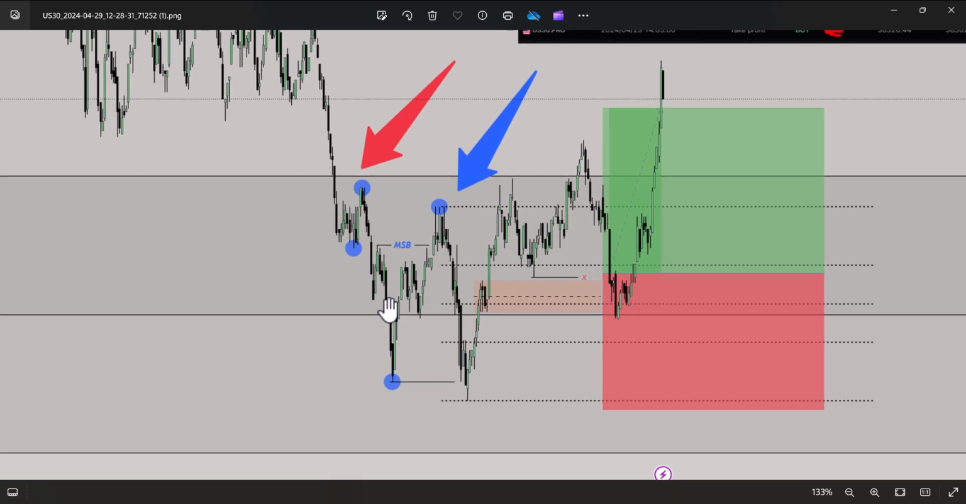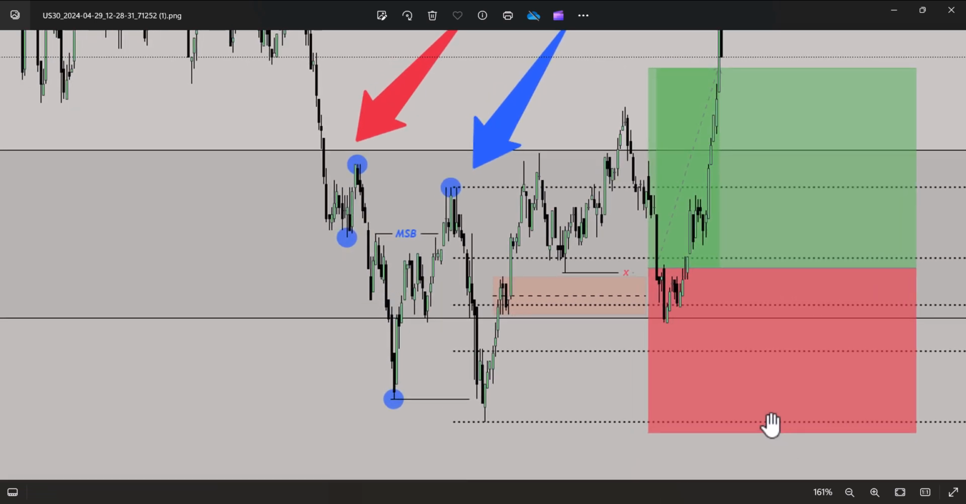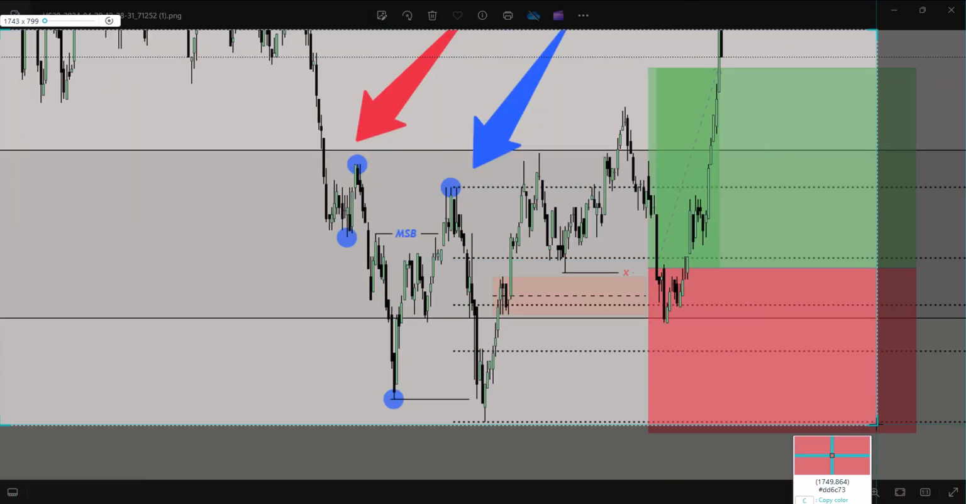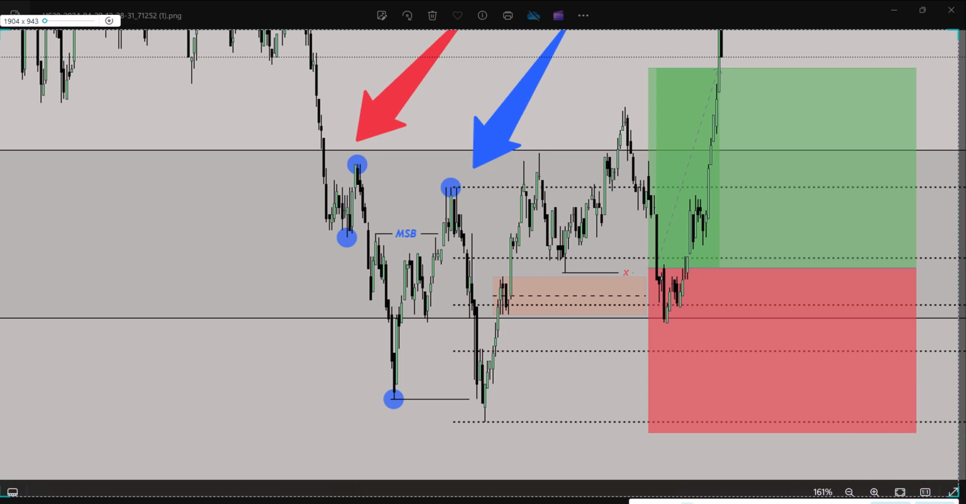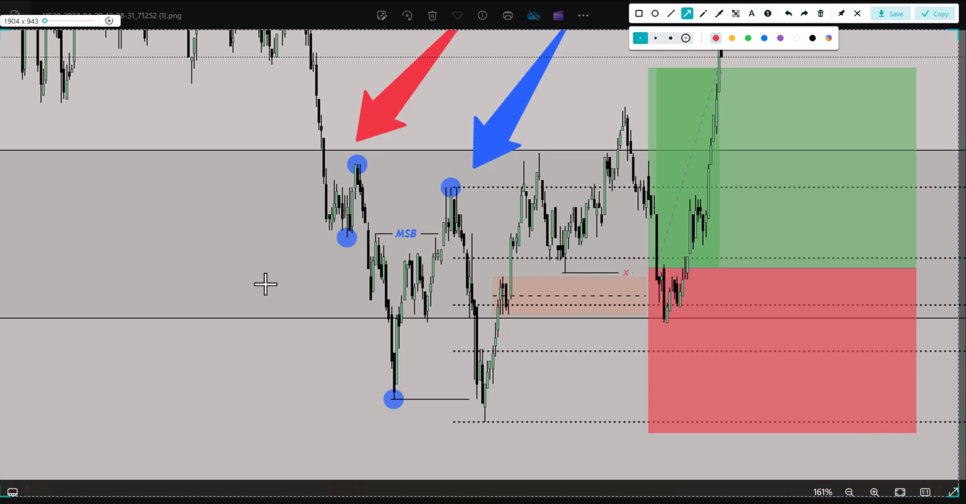Let me zoom in, and excuse me for a second. So we have this low, and then we have this high, and then we have this low, and then we have this high. So pay attention. Price returned back into the previous zone, this one right here, and then rejected heavily from it and put in this low right here.